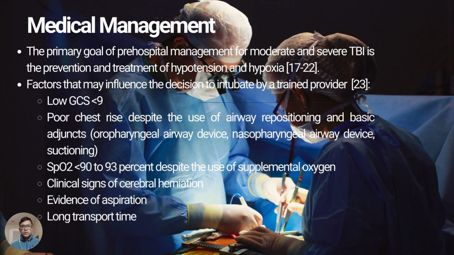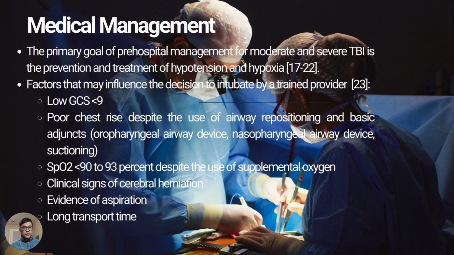So, the primary goal of pre-hospital management for moderate and severe TBI, particularly epidural hematoma, is the prevention and treatment of hypotension and hypoxia. These are two systemic insults known to be major causes of secondary injury after a traumatic brain injury.